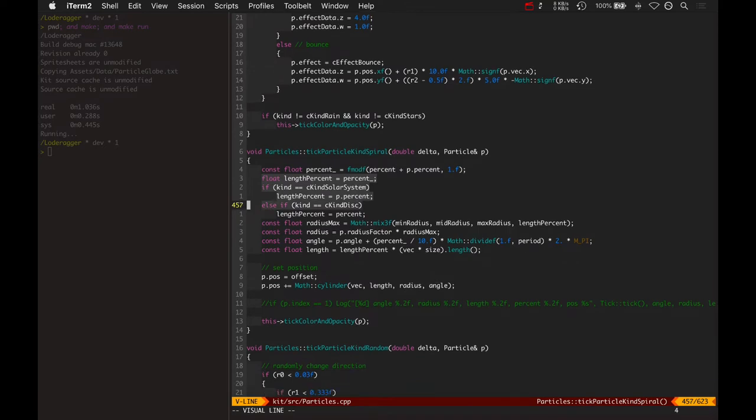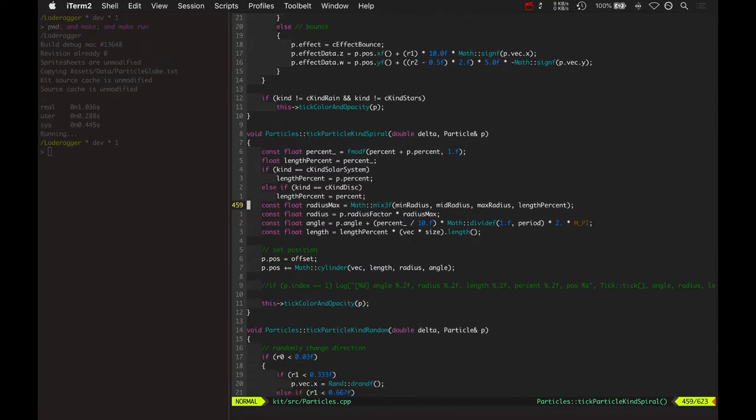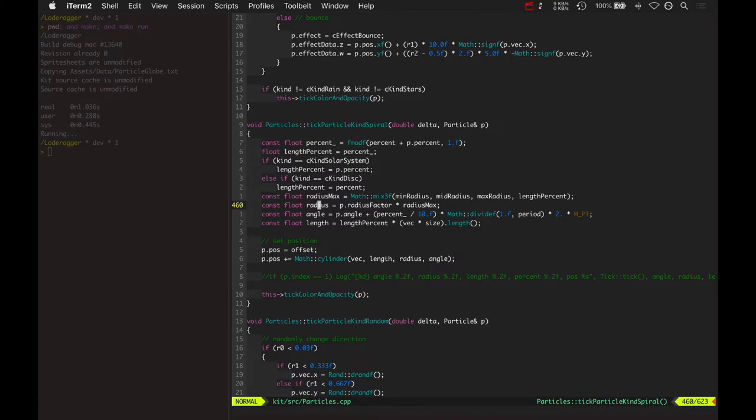And then this is how it actually does the disk kind and the solar system kind. It just plays with this length percentage here. And the radius is basically determined by those three radius numbers that we saw earlier, like before it was 151 and then 150, 100. That just basically mixes those three numbers together to determine a single number based on the length percent. And then the radius is also dependent on the radius factor of the individual particle.